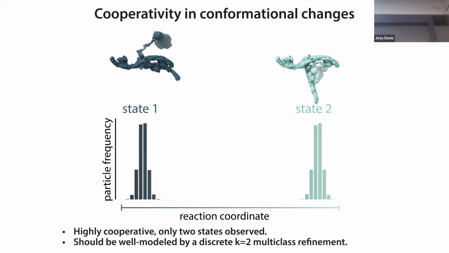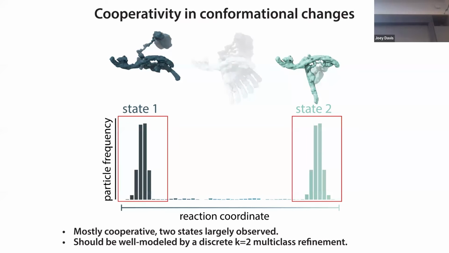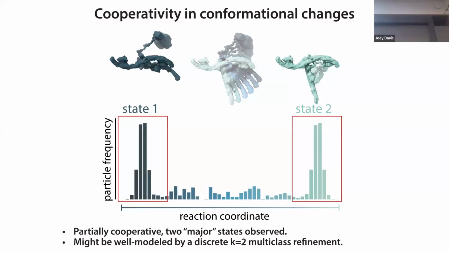And if you did this and used a discrete K equals 2 multi-class refinement, you're going to do a great job. You're going to get high resolution structures of those 2 states. Now, this is a continuous transformation, and so we know there must be some low-level populated intermediates because it has to progress from state 1 to state 2. These are so small that, Joey, I don't really care. I'm not going to be able to learn anything about them. Fine. What if those are a little bit more abundant?